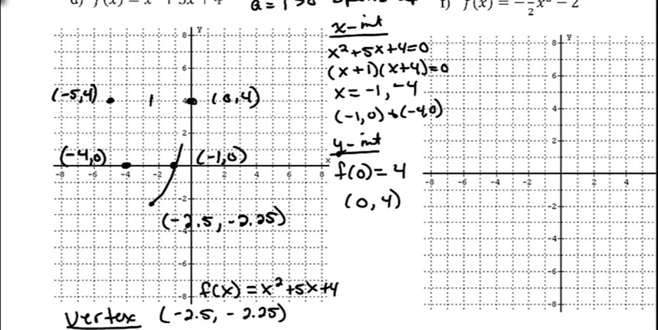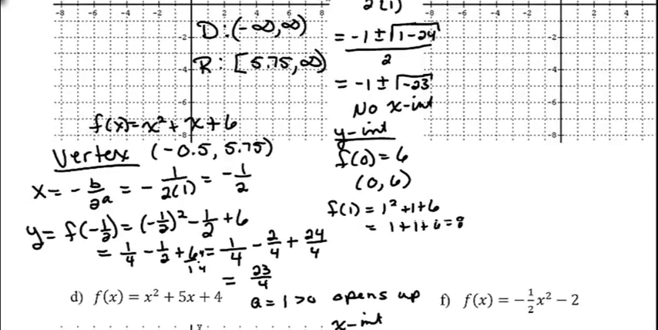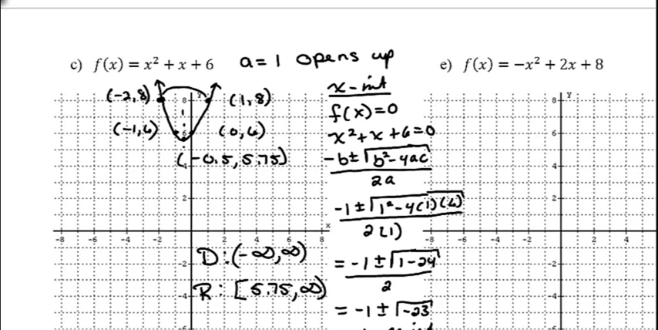Now we can draw in our parabola and our domain, negative infinity to infinity, just like with all the other parabolas, and then the range, because it's opening up, goes from the vertex on up. So the y-coordinate of the vertex for this one is negative 2.25, and it goes up to positive infinity. Okay, we just have a couple more examples here.